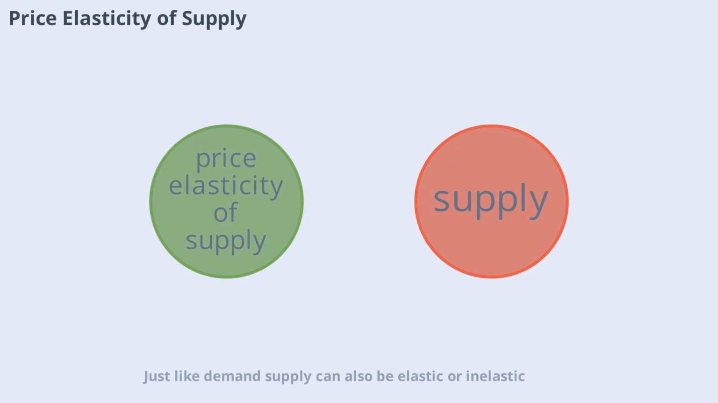Just like demand, supply can also be elastic or inelastic. Price elasticity of supply measures how much the quantity supplied changes when the price changes. If producers can quickly ramp up production when prices rise, supply is elastic. If it's hard to increase output, supply is inelastic. This concept helps us understand how markets adjust to shocks or policy changes.